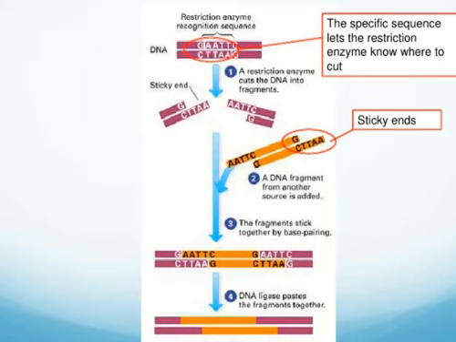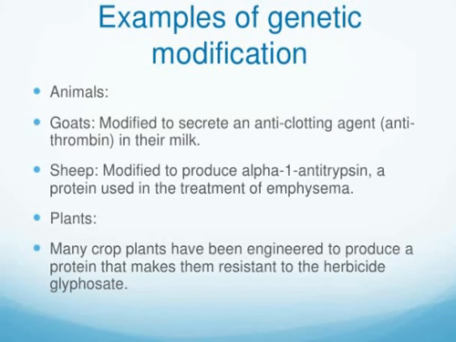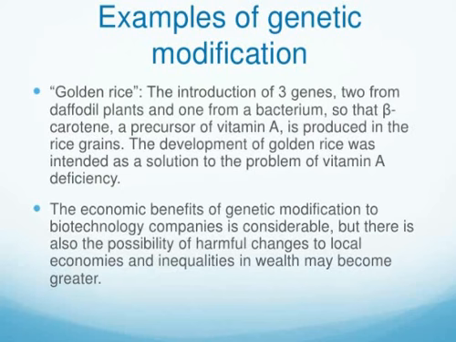This is also one figure. These are sticky ends. You can go through them properly later on. Some examples of genetic modification: we can find animals like goats and sheep, plants and many crops which can be genetically modified or improved. Then there is good quality rice, for example golden rice, and there are so many economic benefits of genetic modification.